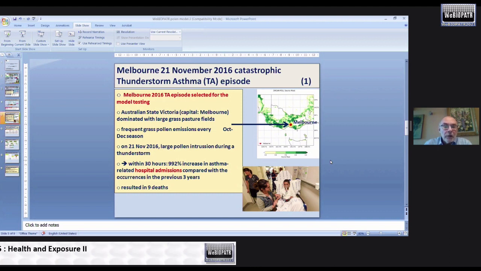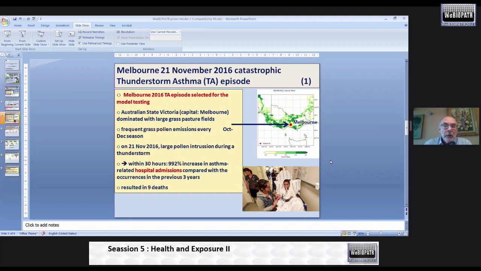Then within 30 hours, there was about a 1,000 percent increase in asthma-related hospital admissions compared with 3 years before. So it was an extremely emergent situation for the city, but also very strong pressure on the health authorities. And this was the largest ever worldwide thunderstorm asthma case, and that's obviously why we selected this to test our model.